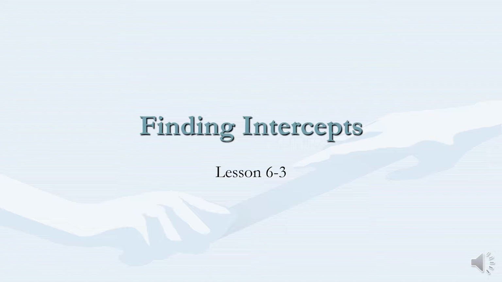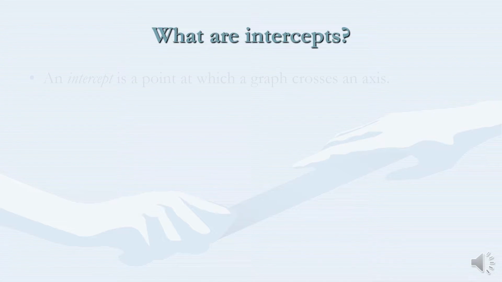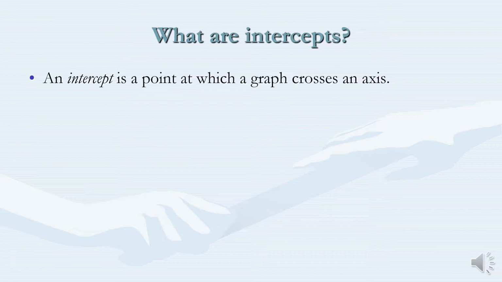This is lesson 6-3, finding intercepts. Let's discuss what intercepts are. An intercept is any point at which any graph, whether it's a line, a curve, anything, crosses one of the two axes that we have on a graph, whether it's x or y.